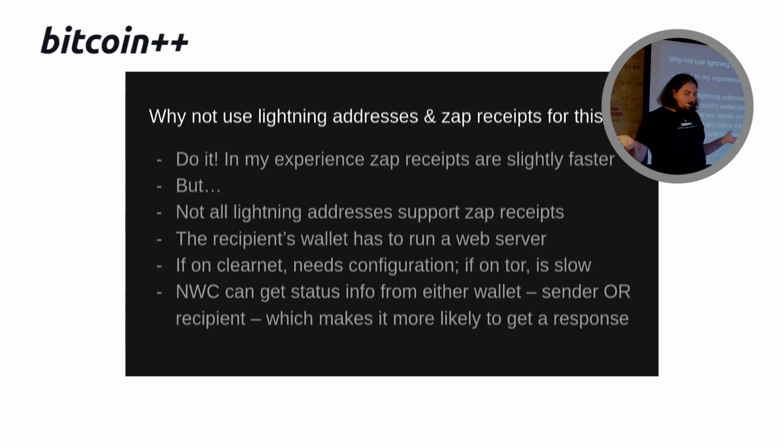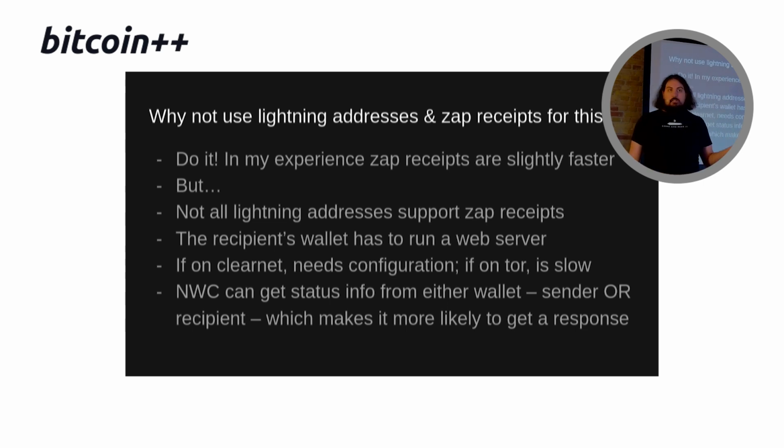Now some might say, why not use Lightning addresses for this? Because it's pretty common now for those to have Zap receipts. Zaps are a common thing on the Lightning Network, and that's great. Like if I send someone money to their Lightning address and I request a Zap receipt and their wallet supports that, it can send me one back, and then I can show a green check mark to my user because I am listening on Nostr for that information.